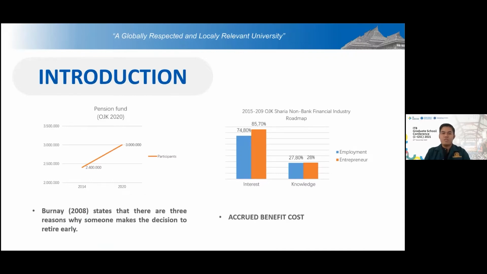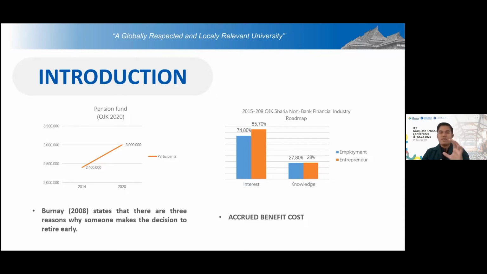Why did we choose this topic? Did you know, based on statistics from the Financial Service Authority in 2020, there are more than 3 million people who have become participants of the Financial Institution Pension Fund or DPLK. This number increased significantly compared to 2014, where there were only 2.4 million DPLK participants. In addition, from 2015 until 2019, OJK showed that 70.8% of workers and 95% of entrepreneurs in Indonesia have an interest in Syariah pension funds, while the level of public knowledge about pension funds is still low, only 27.8% for workers and 28% for employers. This data encourages us to do research about Syariah pension funds.